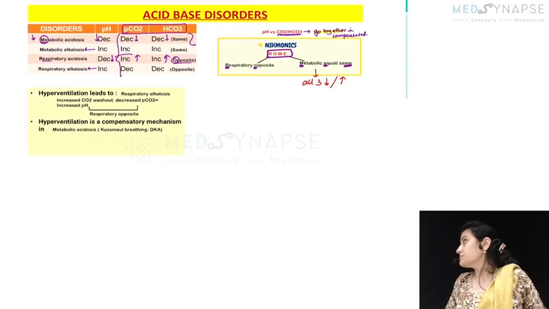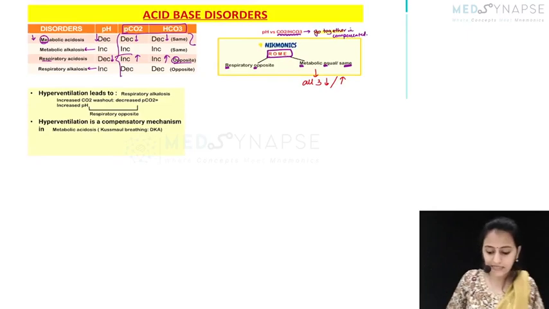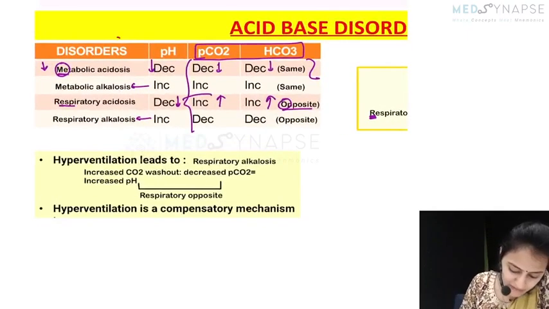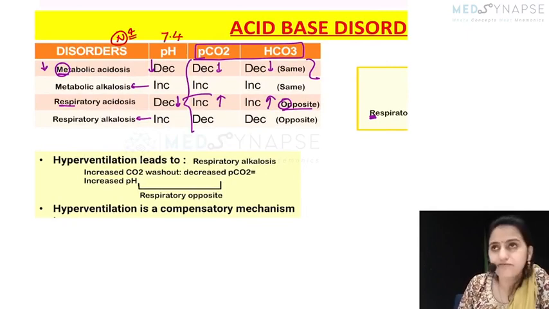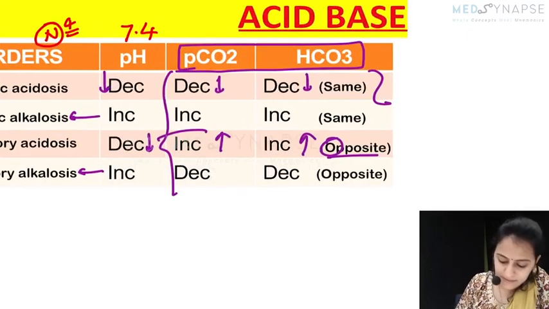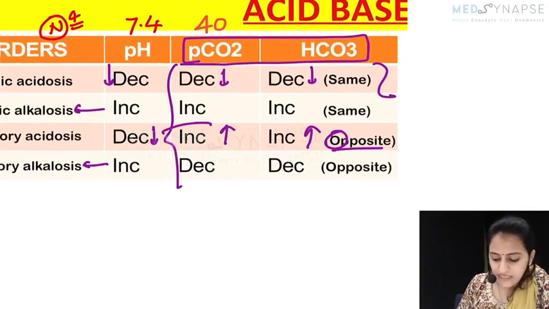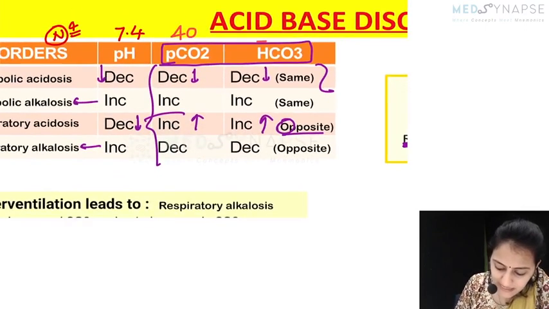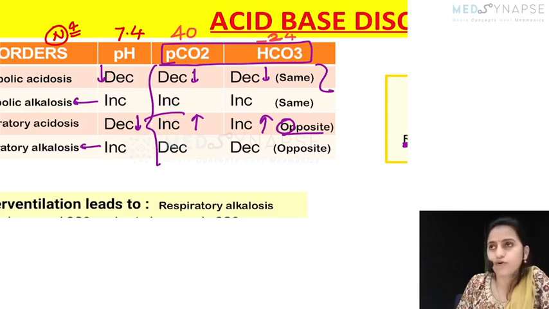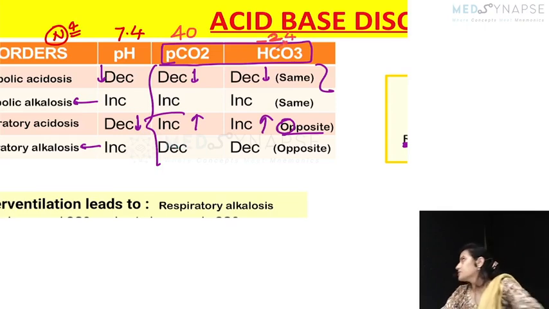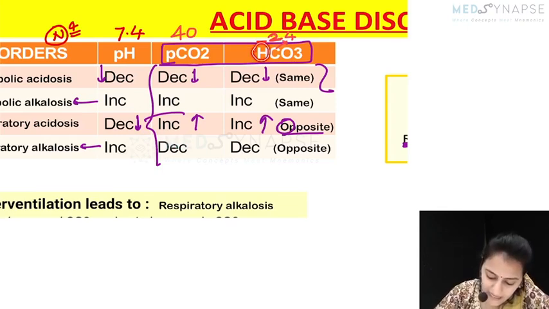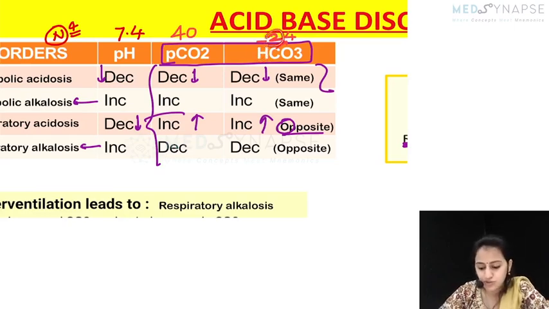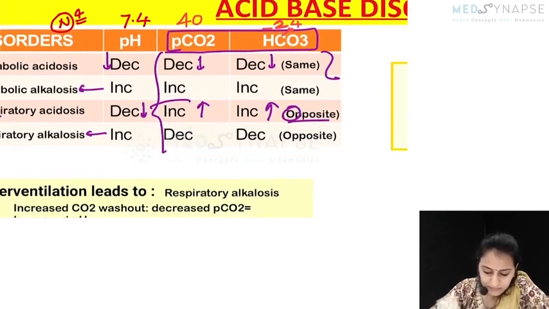And to remember that, when will we say that it is decreased or increased, you should know the normal values. What is the normal value of pH? Remember all four containing values. 7.4. PCO2 is 40, and bicarbonate starts with bi, that is 2, and it has a 4, 24. Do not get confused whether bicarbonate was 24 or PCO2 was 24. Bicarbonate starts with a bi, that's a 2. So 2 and 4, 24 is bicarbonate.